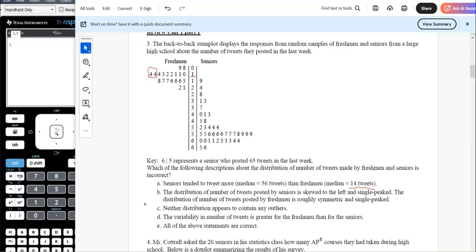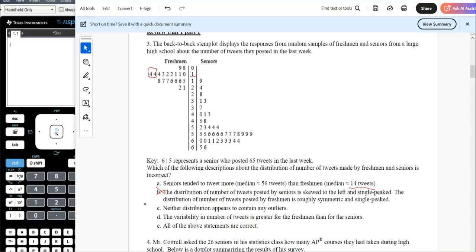We'll see. The distribution of number of tweets posted by seniors is skewed to the left and single peaked. Seniors are skewed to the left. They're skewed towards the smaller numbers because that's 19, right? Kind of skewed towards that. So that's right. The distribution of number of tweets by freshmen is roughly symmetric and single peaked. Okay, that one's correct. So that's not it because we want one that's incorrect.